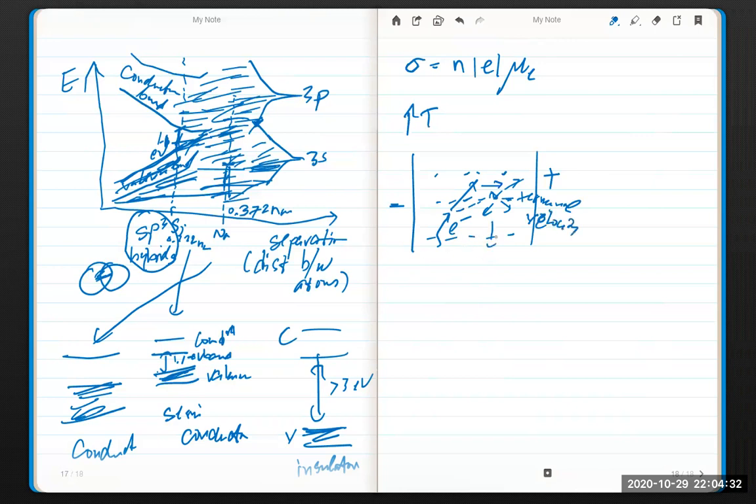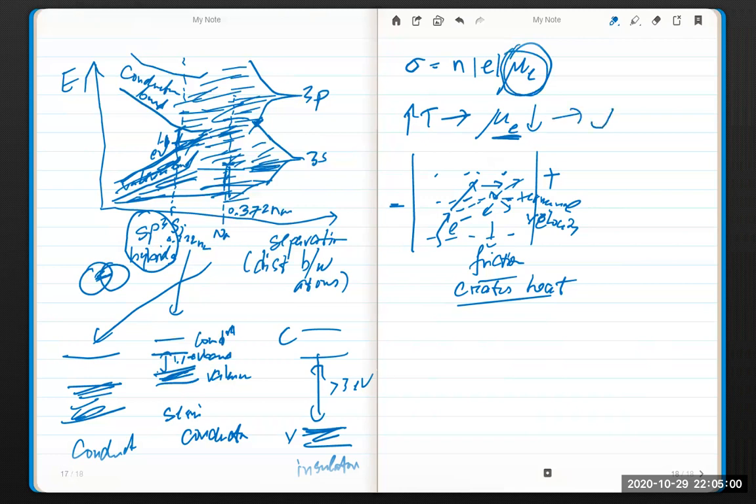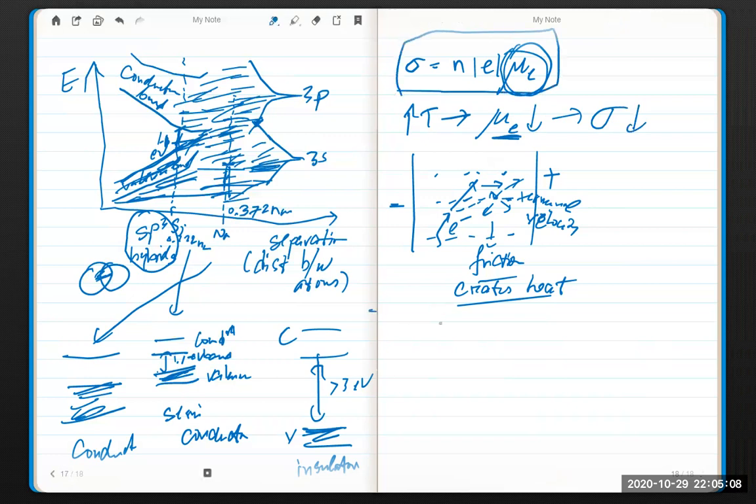And this friction creates heat. That's why when you put electricity through metals, they get hot, right? Because the electrons are hitting these things. So as a result, the mobility of the electron drops with temperature. If you increase the temperature, the electron jiggles a lot more, hits all the nuclei more, the mobility drops, right? Which means if this drops, then the conductivity drops as well, because that's the equation here. Okay, so that's for metals.